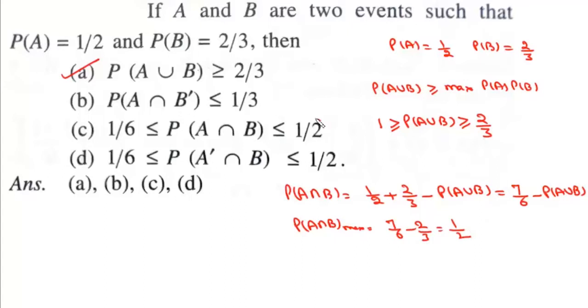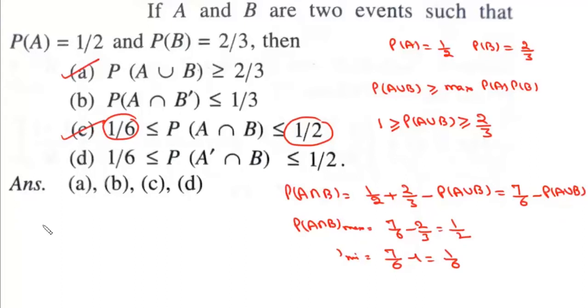So its maximum value will be 1 by 2 and will be minimum when we put maximum value of P(A union B), which is 1, which is 1 by 6. So this value will lie between 1 by 6 and 1 by 2. So that means option C is also correct.